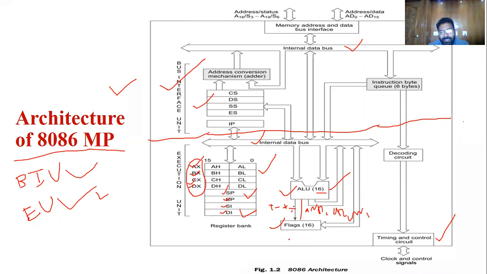Then the flag registers. We have 16-bit flag registers, and you have different types of flags: carry flag, auxiliary flag, parity flag, trap flag, direction flag, overflow flag, and so on.